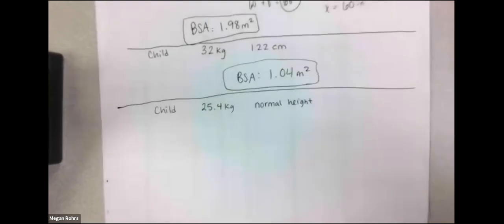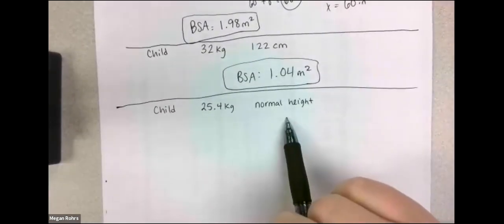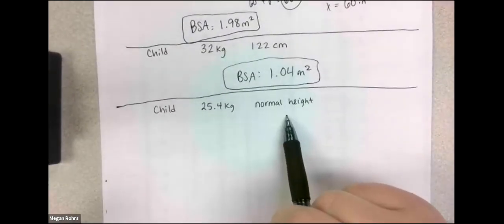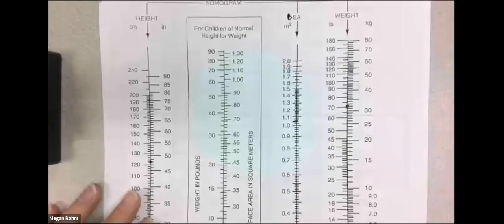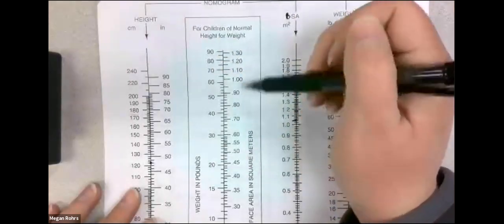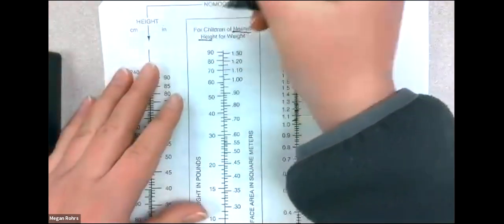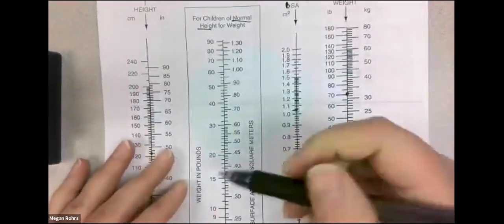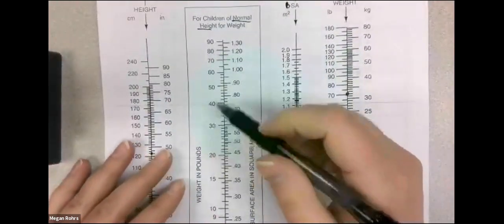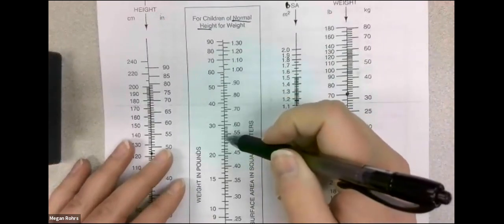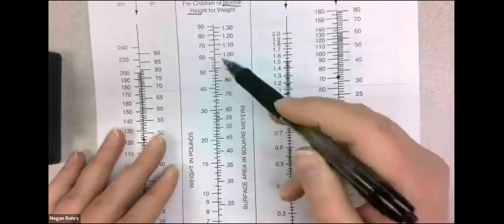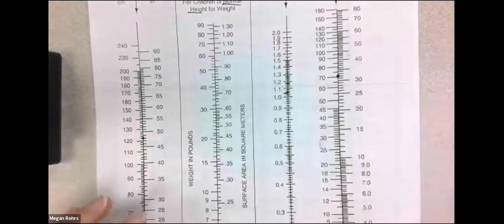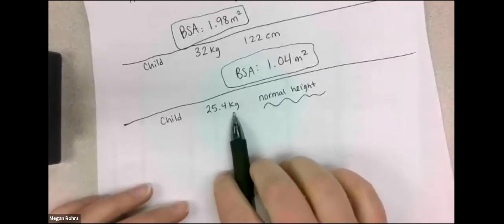Now, this one says I have a child who is 25.4 kilograms, and we don't know their height, but we know that they're of normal height. So anytime you see this normal height, that is when we look at this box here. So for normal height, all we have to do is find their weight in pounds, and we're going to make a mark on that line, and then whatever's right next to this line on the meters square side, that will be their BSA. So here I have their weight in kilograms.